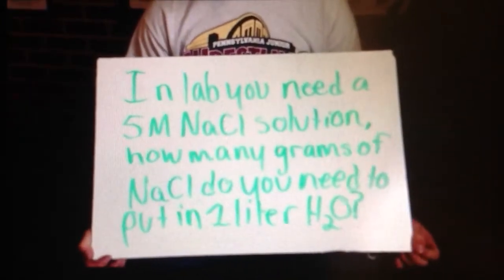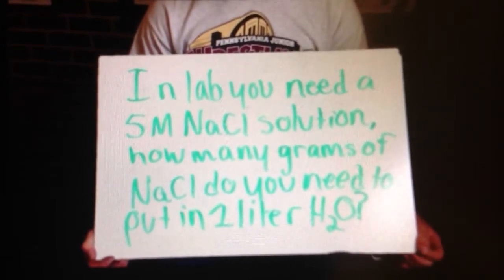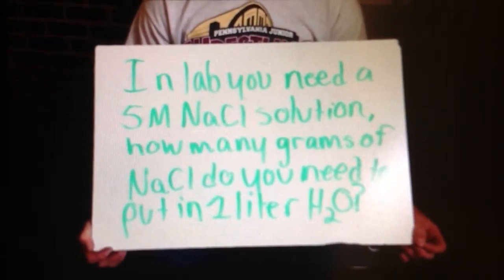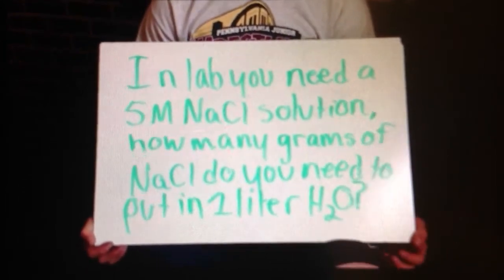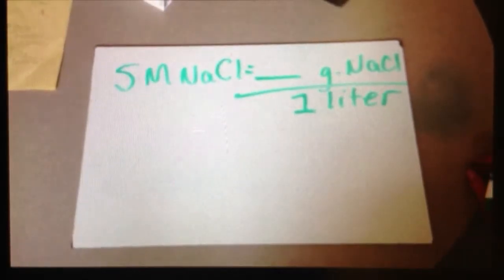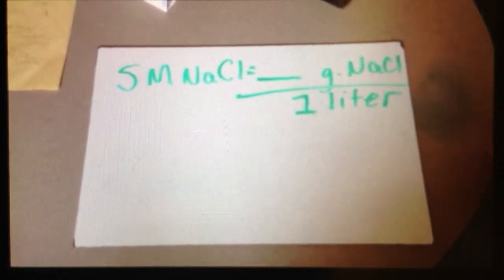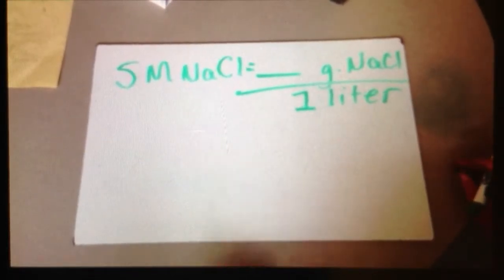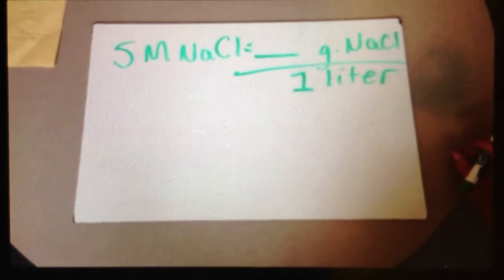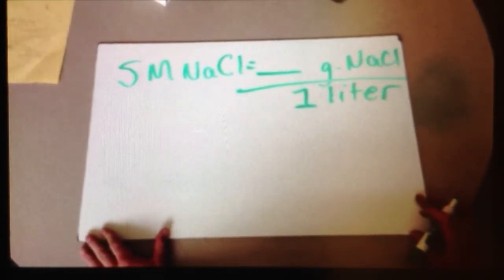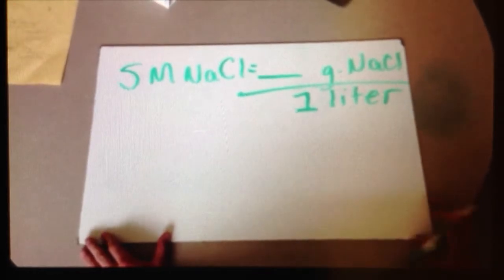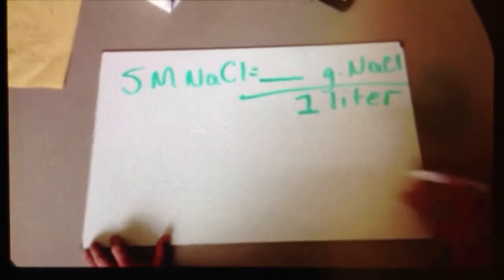In lab, you need a 5M NaCl solution. How many grams of NaCl do you need to put in 1 liter of H2O? First thing we need to figure out is what the equation should look like. And this is the equation for a 5M NaCl solution. So the first thing we need to do is figure out how many grams are in 1 mole of NaCl, which is 58 grams.